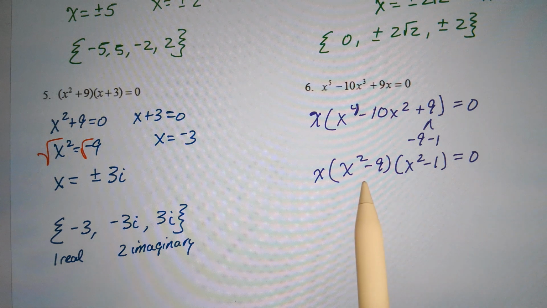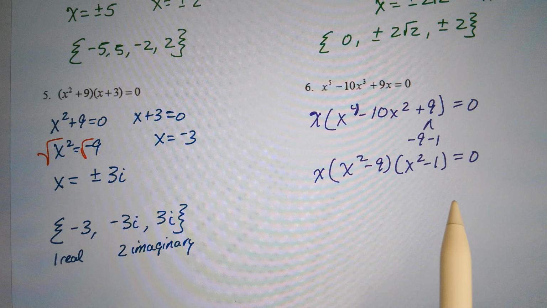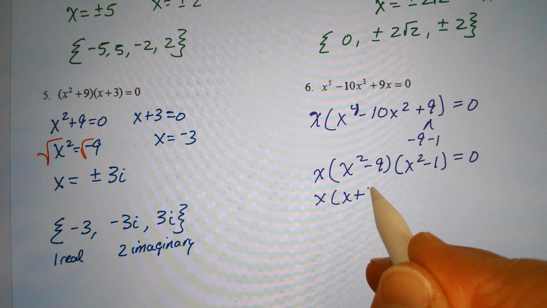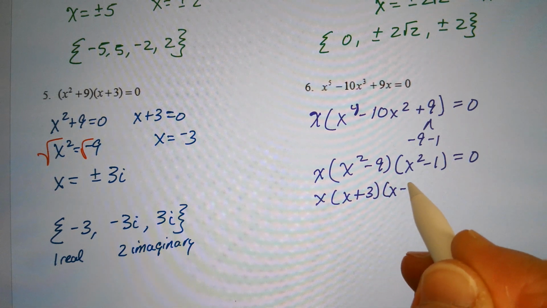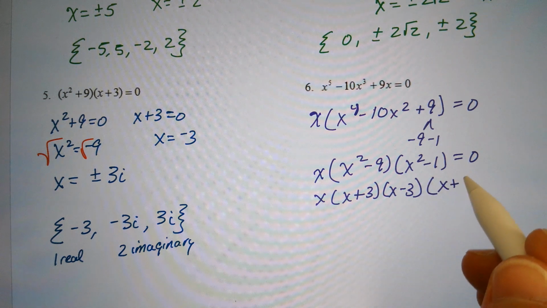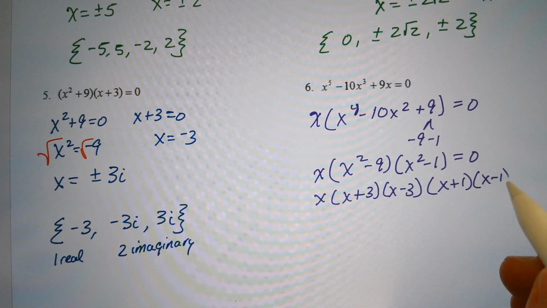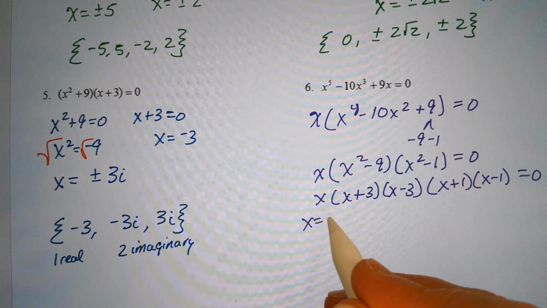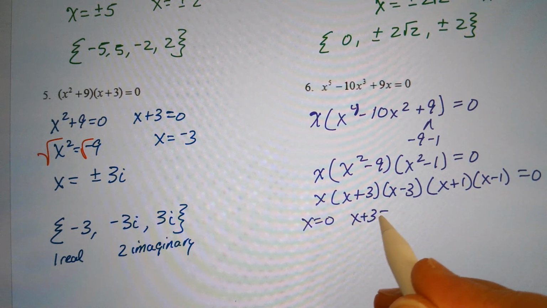Please keep in mind again, at this point I could set each factor equal to 0, or in this case I'm going to factor them further. These are the difference of perfect squares. Right? X plus 3, x minus 3, x plus 1 times x minus 1. And now we have 5 factors, set each factor equal to 0.